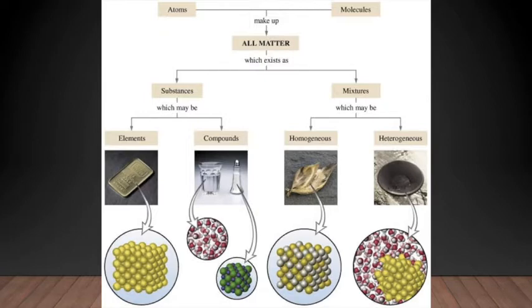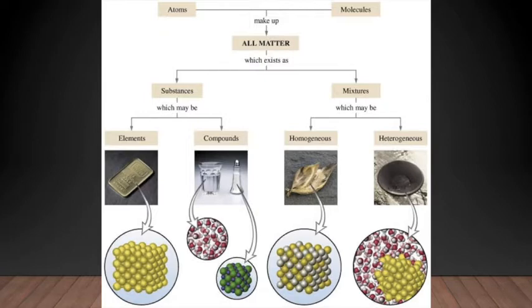And in the example, we have gold, which is entirely made of gold. In the compounds, we have a glass of water, and it has water molecules, just one type of molecule. And we also have salt, which is made entirely of salt molecules.